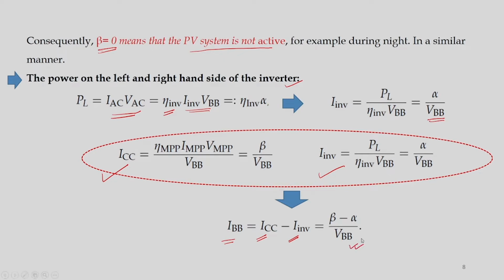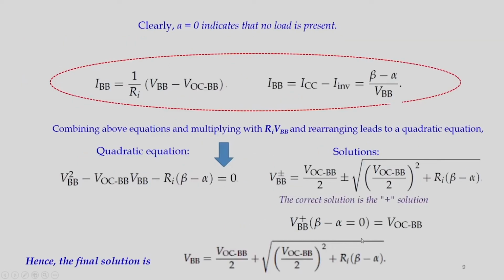So, if we have this information, then what can we do next? It is clearly understood that if alpha is 0, it indicates that no load is connected there. Then we will have IB something like this, and also we have this expression of IB. Then we can combine these expressions and develop a quadratic equation.